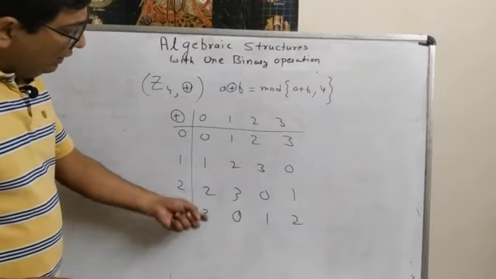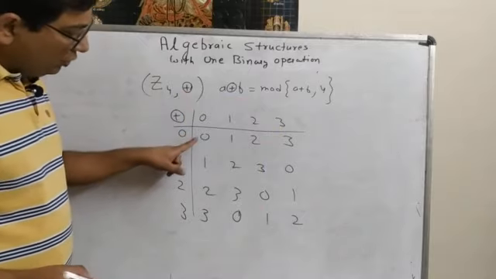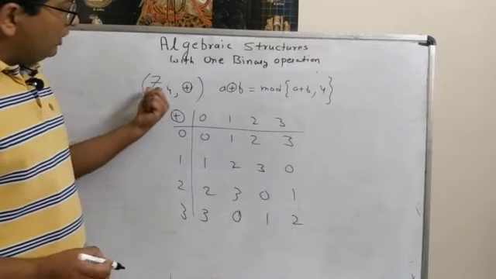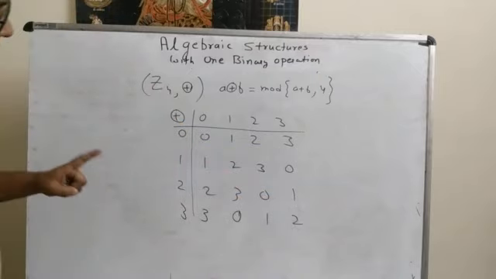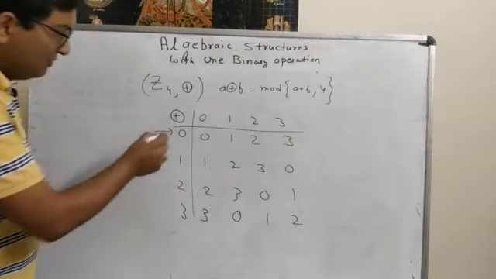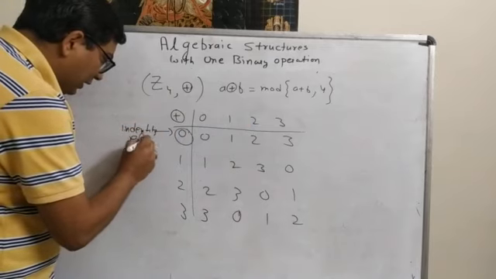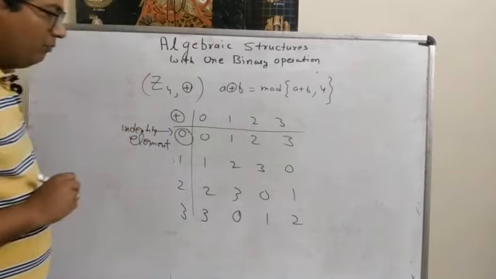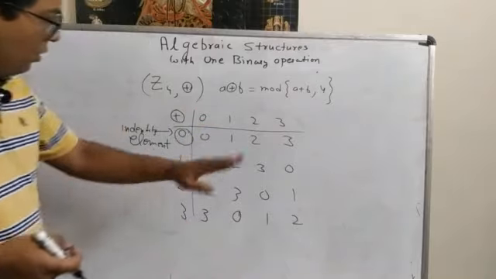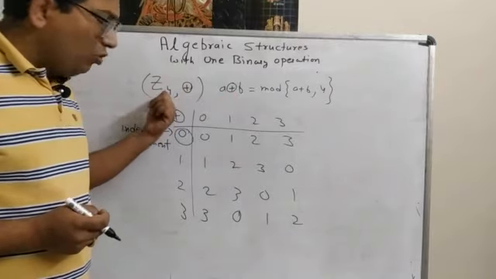Number one, in this algebraic structure the plus is closed, because in this table we are getting only 0, 1, 2, 3, which are the elements of Z4. The second thing, the first row is identical with the header row. It means 0 is the identity element. And naturally this is associative also. So first we find that this is a semigroup as well as a monoid.